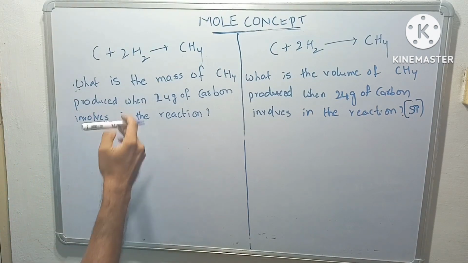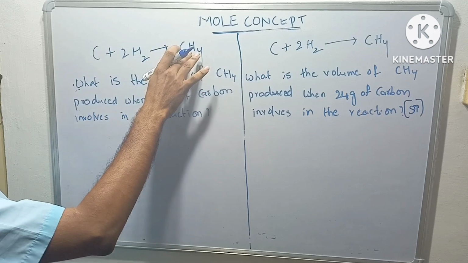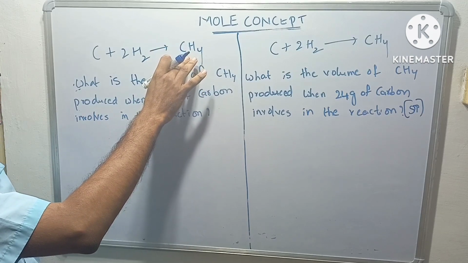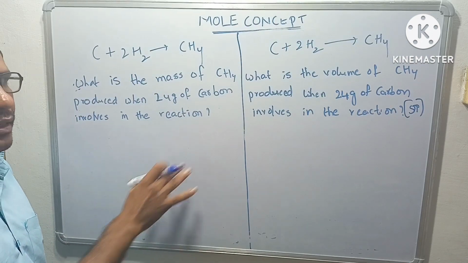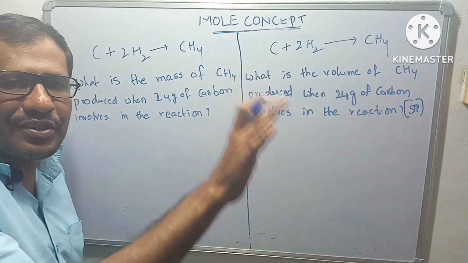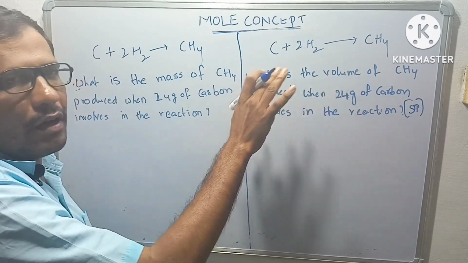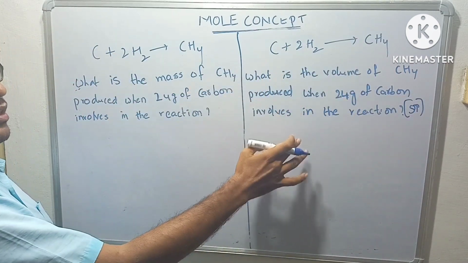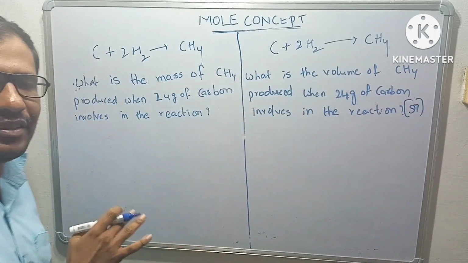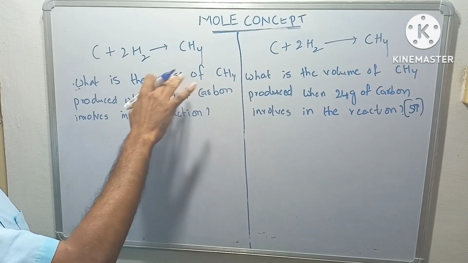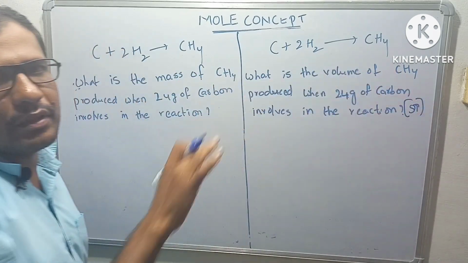Okay, so this is the question. In this question, he asked us to calculate the mass of the methane when 24 grams of carbon is taken. In this question, he asked us to calculate the volume of methane when the same 24 grams of carbon is taken. Only one change: mass of the methane here, volume of the methane here. Now I am going to solve this. Finally, I find the mass of the methane over here, and I find the volume of the methane over here.